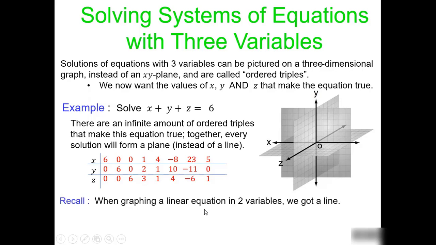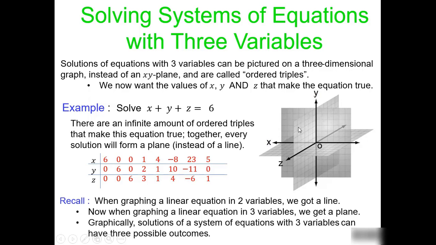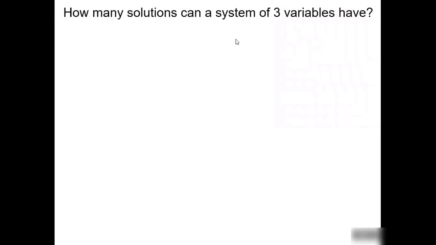Now, when graphing a linear equation with two variables, remember how we got a line. But now if we were to graph this equation with the third variable, we would get one of these planes. And so graphically, the solution to a system of equations with three variables is going to be a location where all three planes cross. And you could think about these like walls and floors of a building where they all intersect at a corner. So let's take a look at how we can determine how many solutions a system with three variables can have and what that would look like.